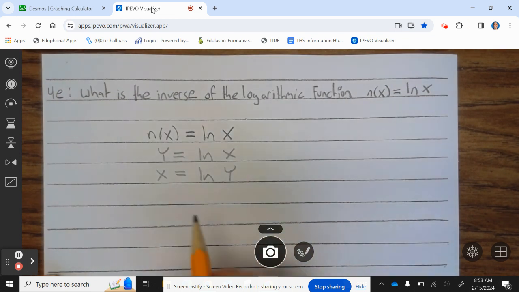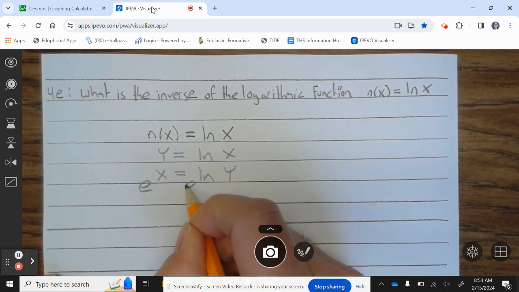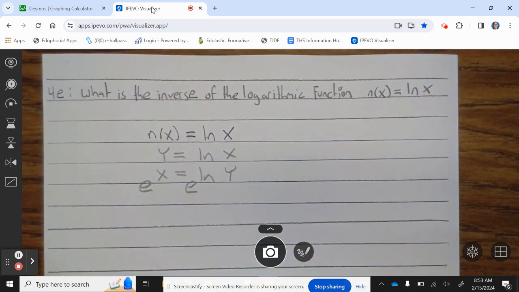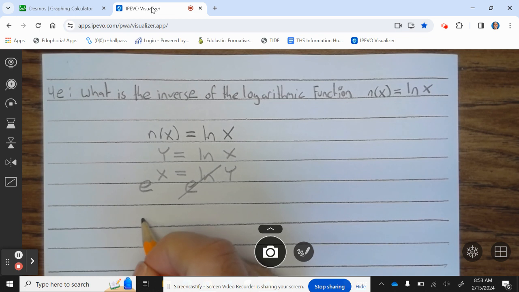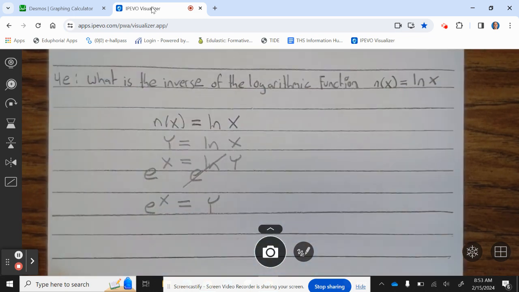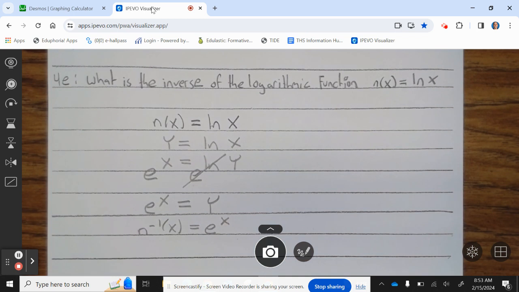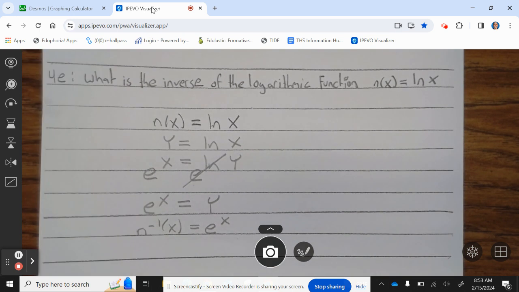And then we're going to raise both sides by e. Okay. E to the ln cancels, so you're left with e to the x equals y. So n inverse of x equals e to the x. All right, go ahead and finish up 4e. All right, let's take a look at the next page.